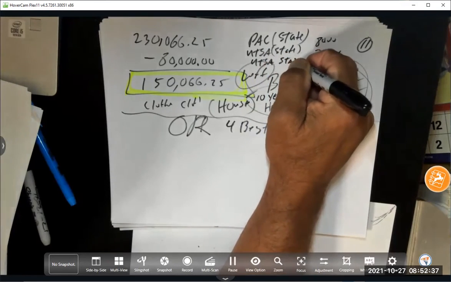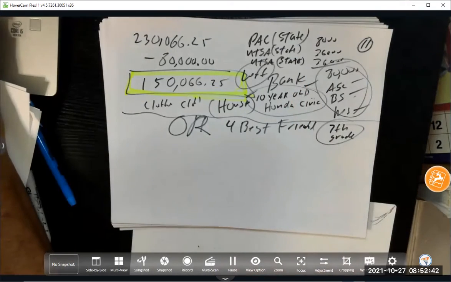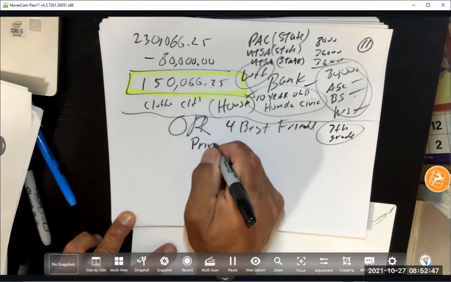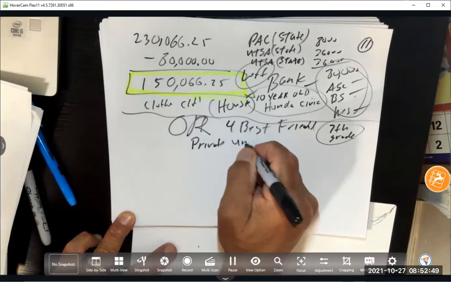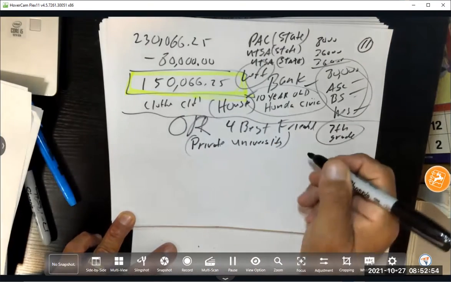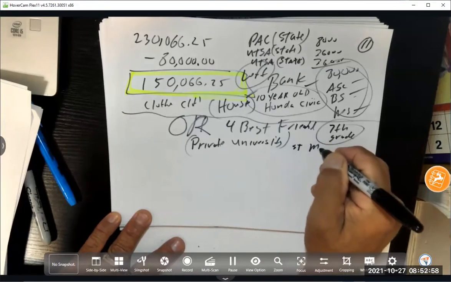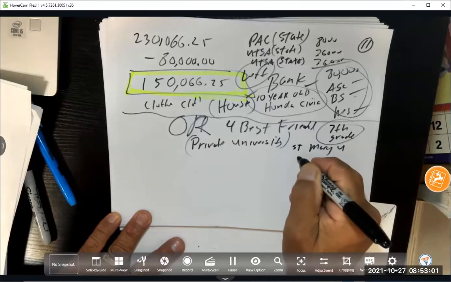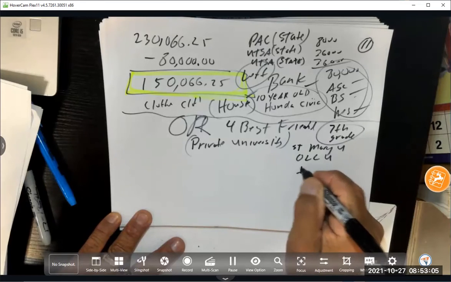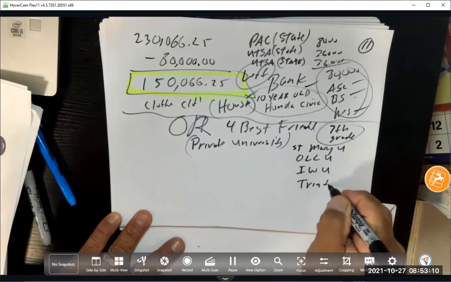Well, that's what you wanna do? We're not gonna do that. We're not gonna go to a state school. Why? We are going to a private university. So private university would be like, I'll give you an example. St. Mary's University. Is that a private university? Yeah. Our Lady of the Lake University, private. Incarnate Word University, private. Trinity University.